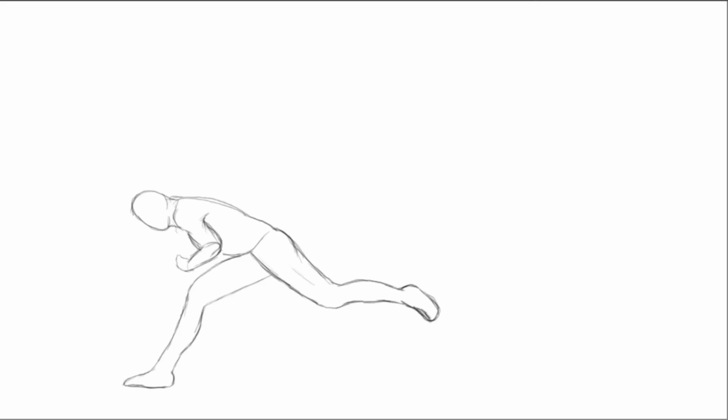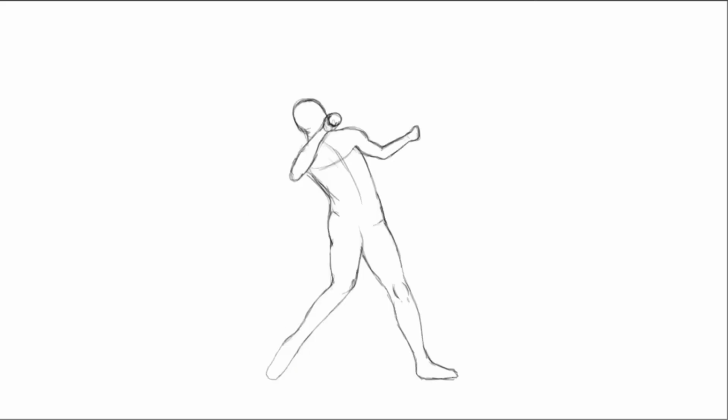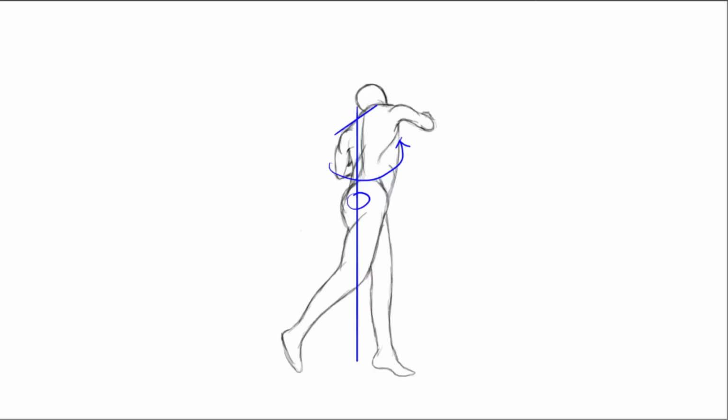And then we see this big step out. A little bit of rotation. Torso starts to rise. Foot lands. Other trailing foot hops in. And a big twist going into extension and follow through with the throw.